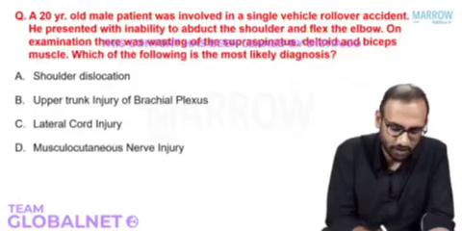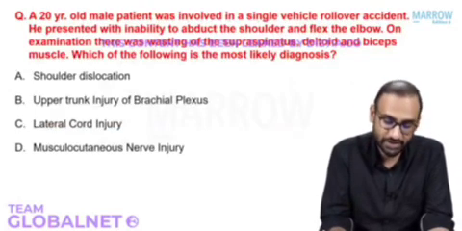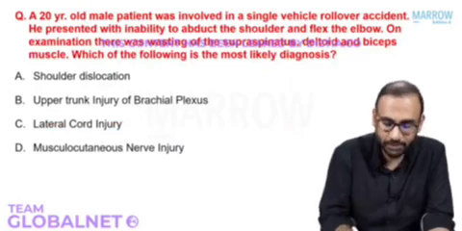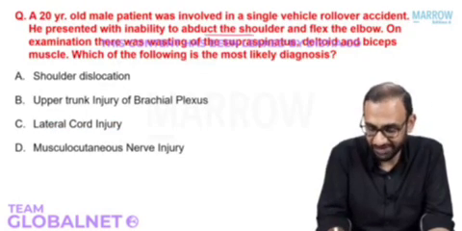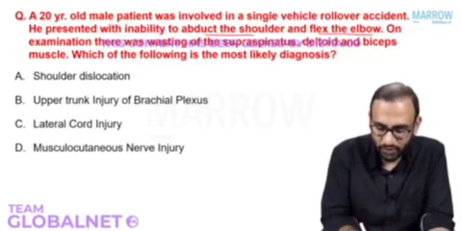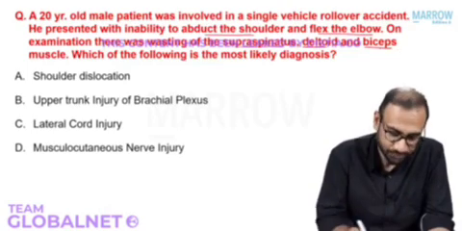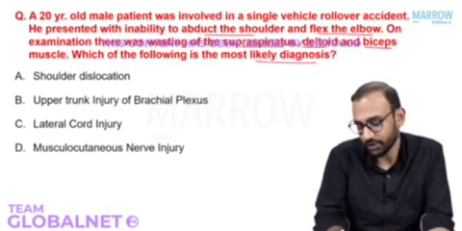No. Supination is lost. So this is the false statement. Right. A 20-year-old male patient was involved in a single vehicle rollover accident. He presented with inability to abduct the shoulder and flex the elbow. On examination, there was wasting of the supraspinatus, deltoid and biceps. Which of the following is the most likely diagnosis?